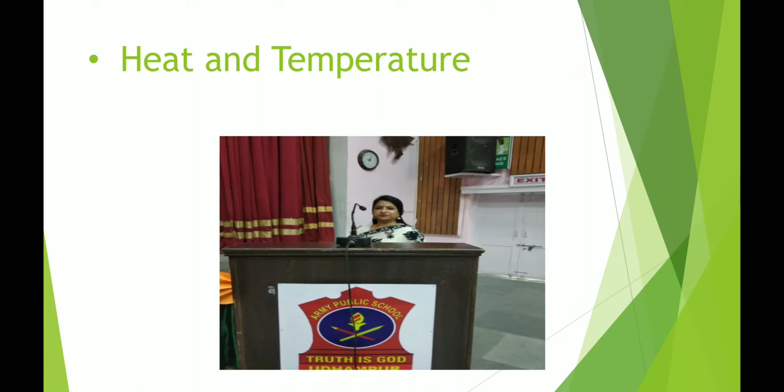Today we will recapitulate the chapter Heat and Temperature. And for this, I have made a mind map which will help you to understand in a better way. And by this mind map, you will be able to recapitulate in a better way. So let's move to the mind map.